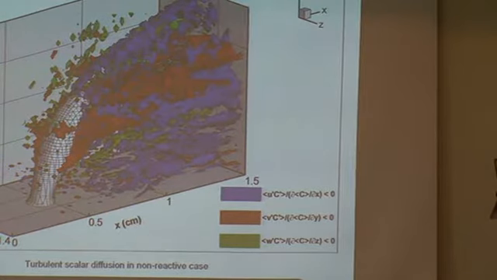The other day we were talking about counter gradient diffusion, turbulent diffusion, and look at this. The blue, green, and red regions are regions where the gradient diffusion is wrong. So when this value is negative, your RANS or LES code assuming gradient diffusion would be wrong. So it would predict different mixing.